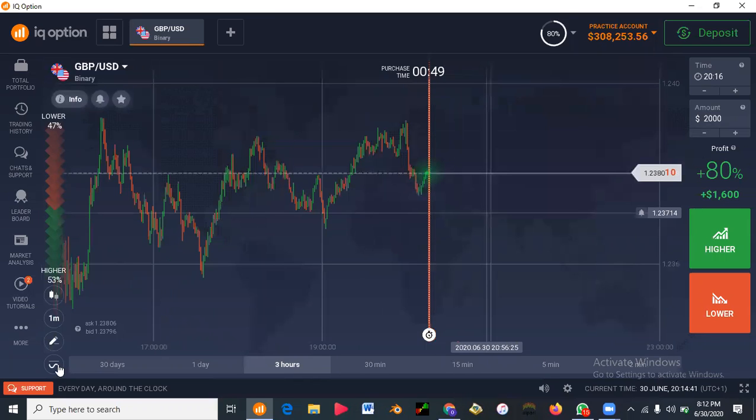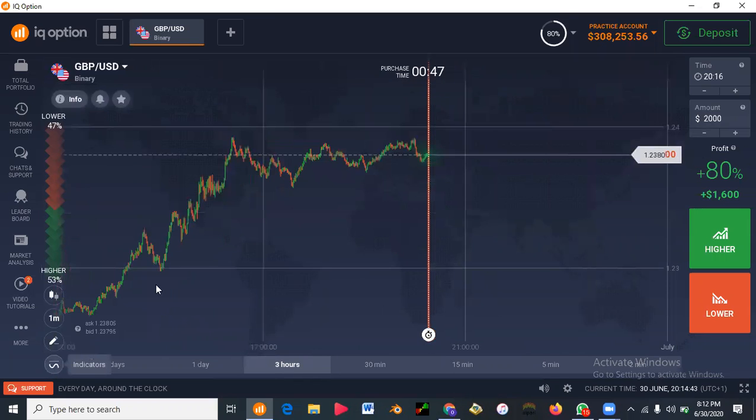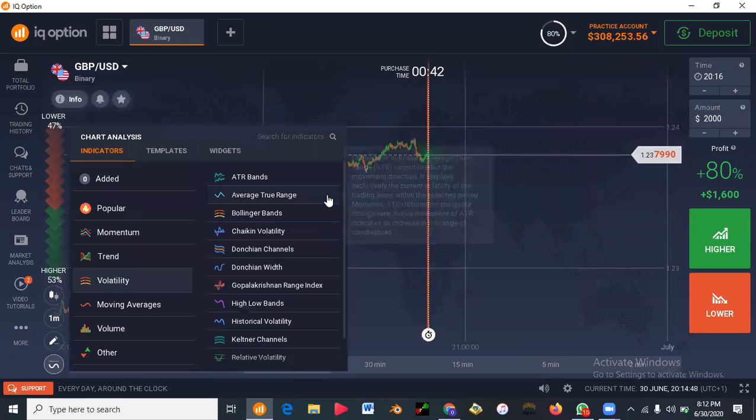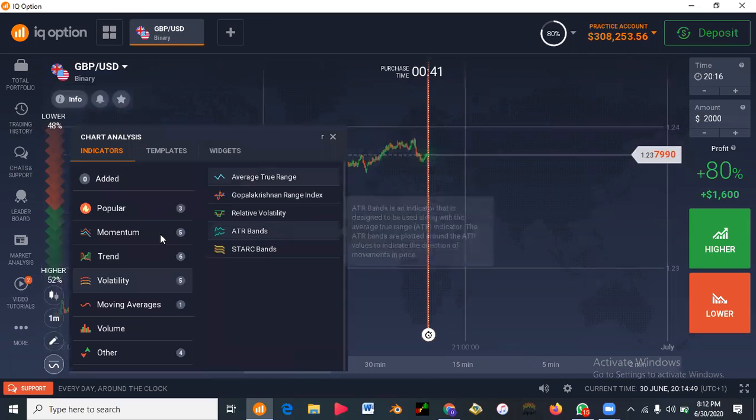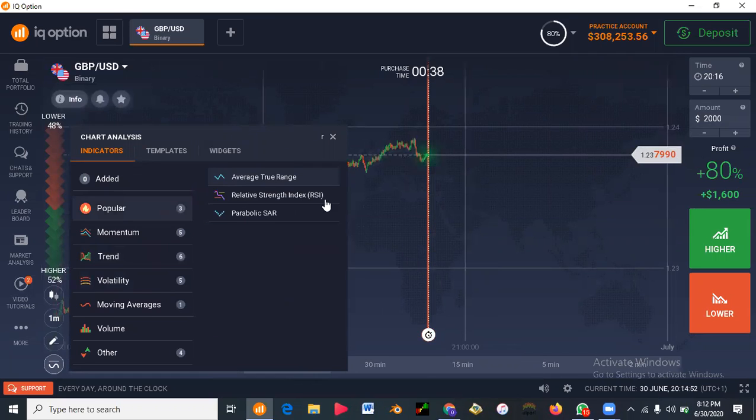So using the GBP USD this evening, I already talked about the RSI in the last class, the relative strength index, with the default overbought and oversold levels.